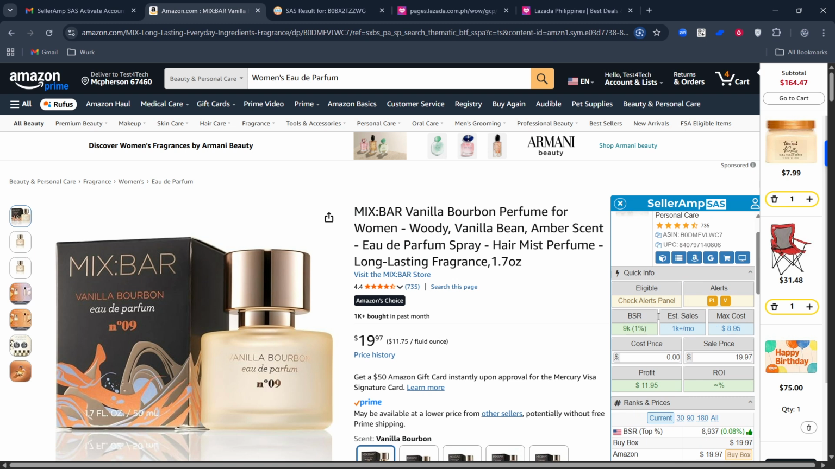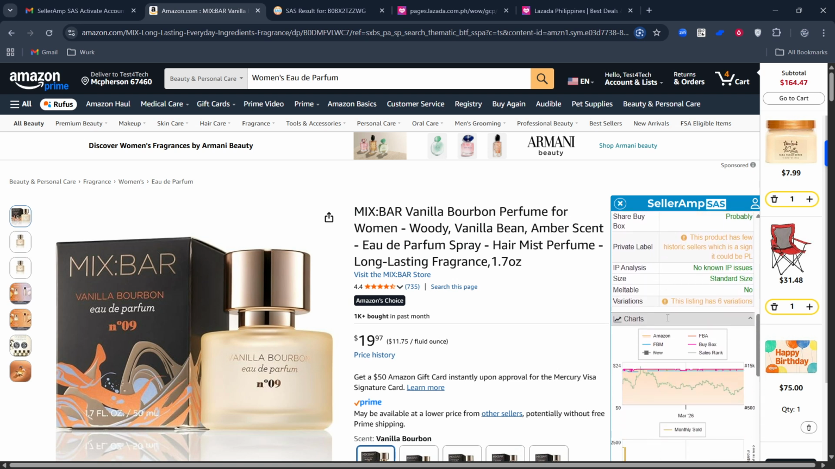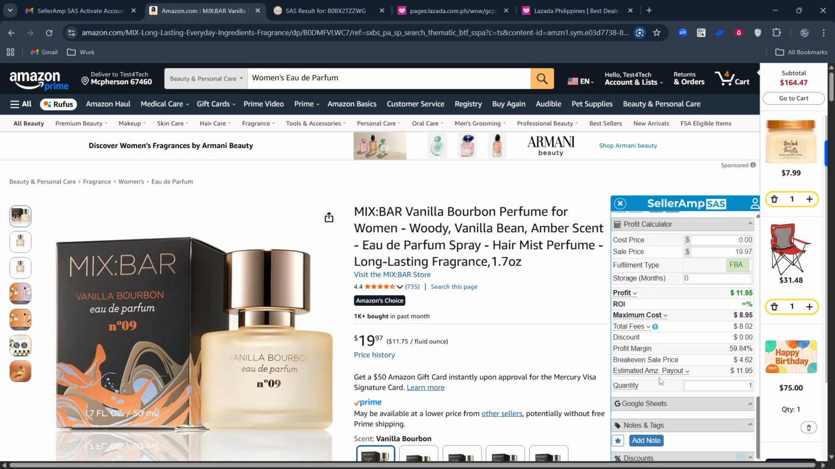Now check profitability. Enter your cost price and add shipping if needed. Selleramp will automatically calculate ROI, profit, Amazon fees, and the break-even price. As a guideline, aim for at least a 30% ROI and a profit of $3 to $5 or more. Remember, ROI is your profit divided by cost, and the break-even price is the minimum you can sell for without losing money.